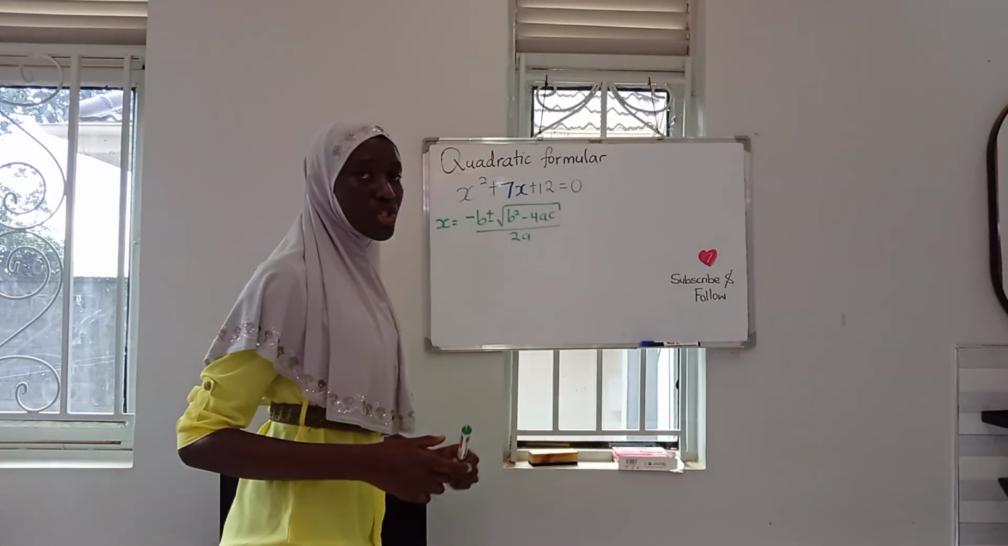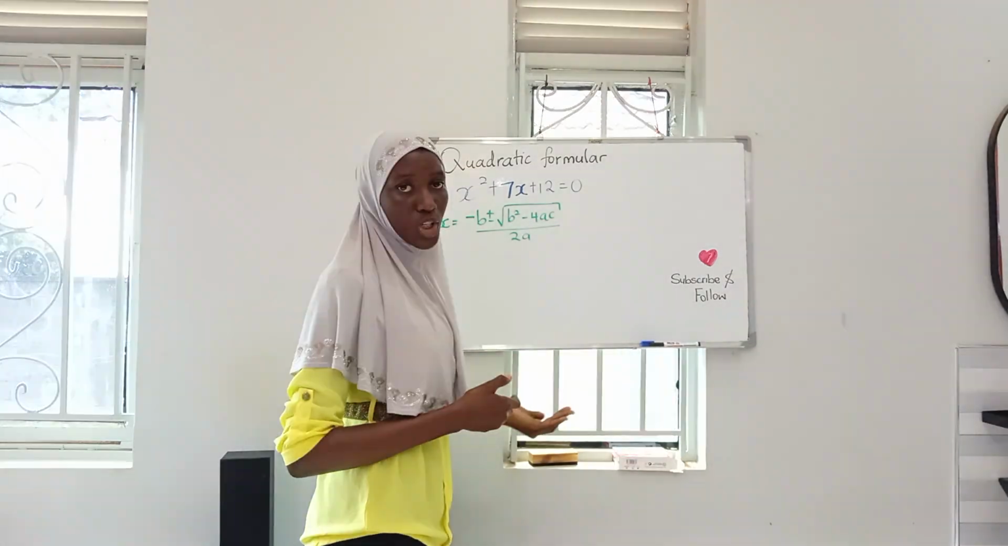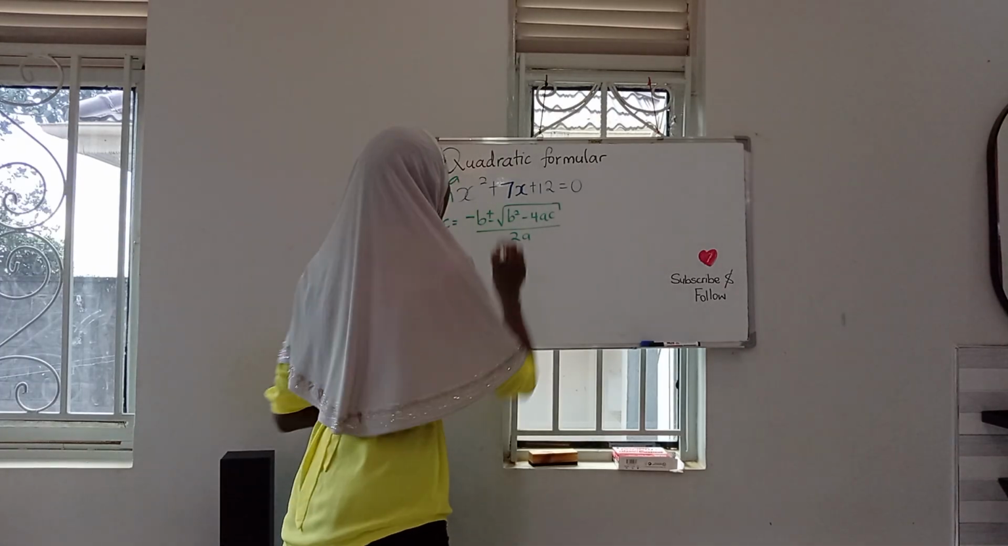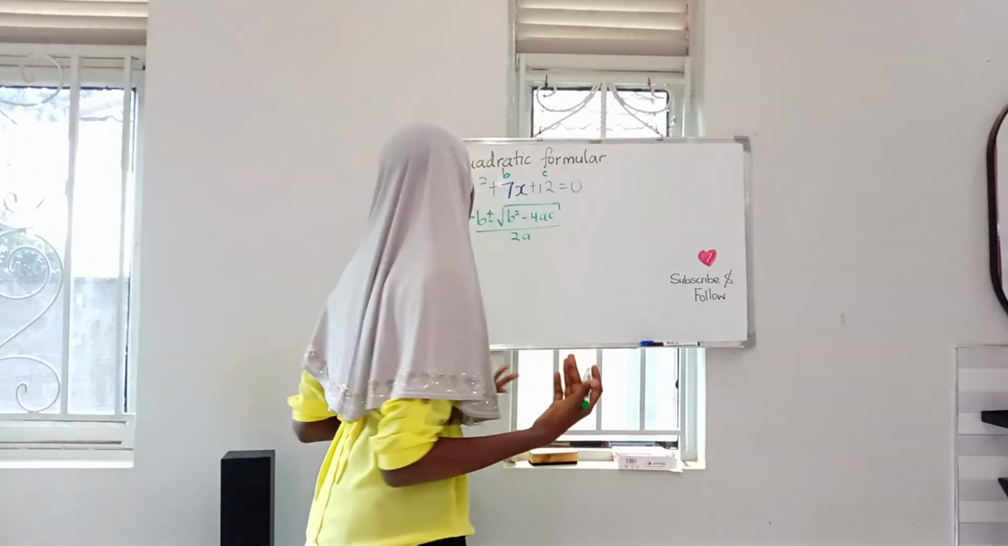So all we have to do is to identify the a, b and the c in our quadratic equation, which you already know. Our a would be the one that lies there, 7 is our b, and our c is the 12. So let's get going.